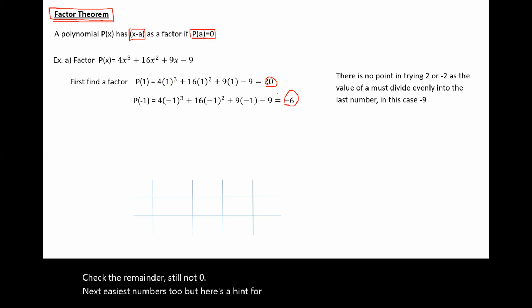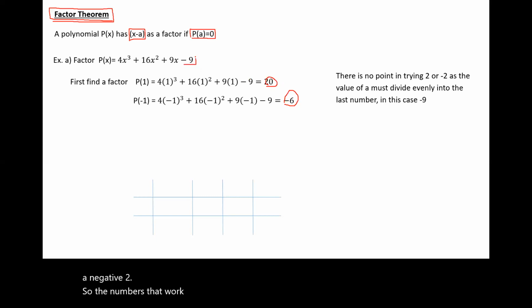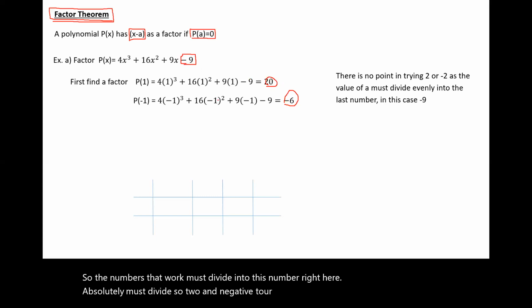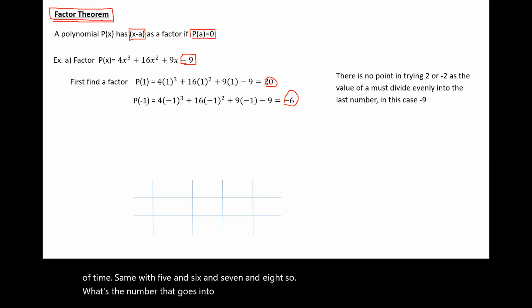It's an absolute waste of our time to try 2 and negative 2. So the numbers that work must divide into this number right here. Absolutely must divide. So 2 and negative 2 are a waste of time. 4 and negative 4 are a waste of time. Same with 5 and 6 and 7 and 8. So what's the number that goes into 9 and is bigger than 1?